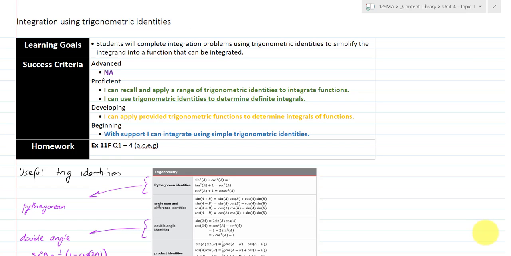We're going to talk about integration using trig identities, and in particular it's probably going to involve mostly substitution rules. There are lots of different variants in these types of questions and problems, so it's going to be about playing around with the questions, testing different things, and making sure that you can deal with and adapt to different situations. So this is exercise 11F.